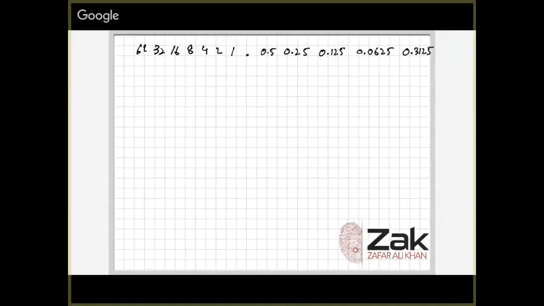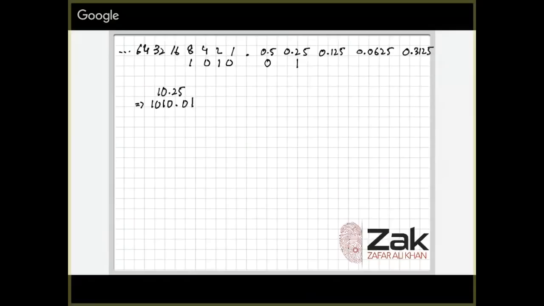Let's say I have got this number 10.25. I will write 8 and 2 as 10, so this would become 1 0, and 0.25 would be 0 1. Alright, this is the usual description of it.